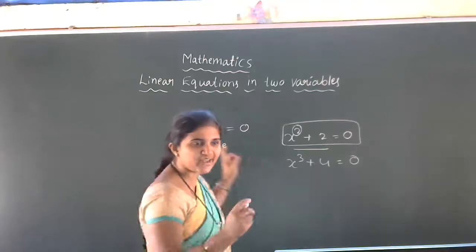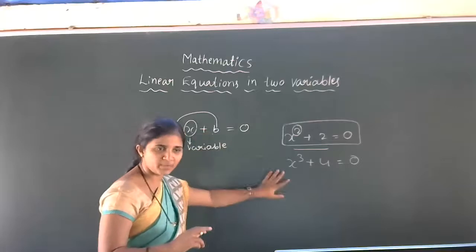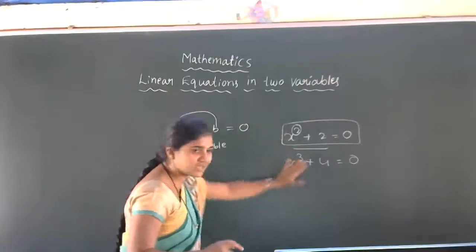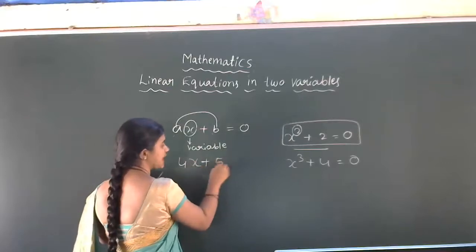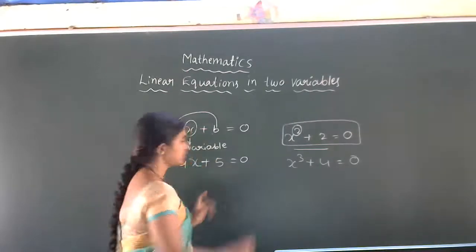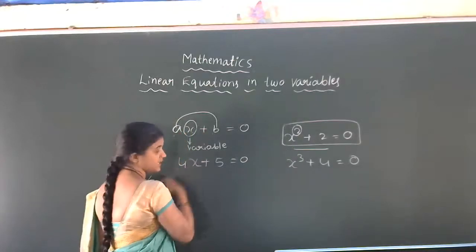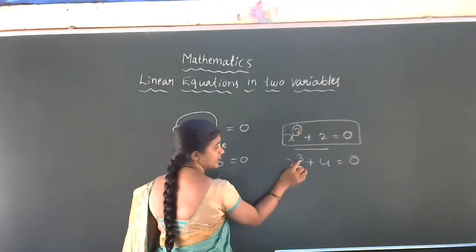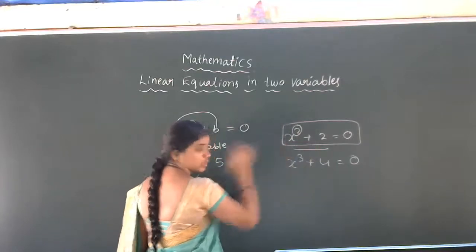Now, got the idea of the linear equation, quadratic equation, cubic equation? You are observing the three examples here. Linear equation in this case: 4x + 5 = 0. You just observe all the examples here. In 4x + 5 the degree is 1, here the degree is 2, here the degree is 3. Linear equation, quadratic equation, cubic equation.